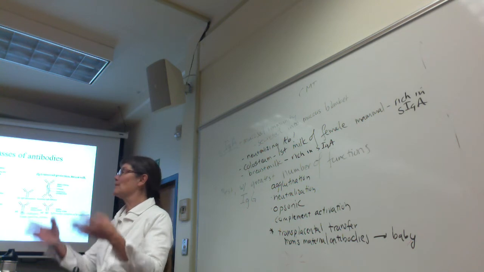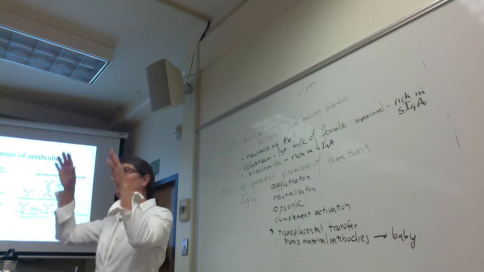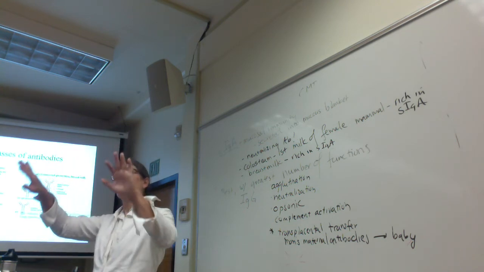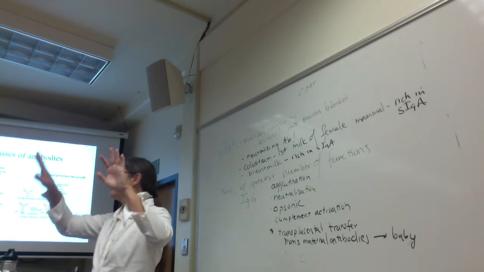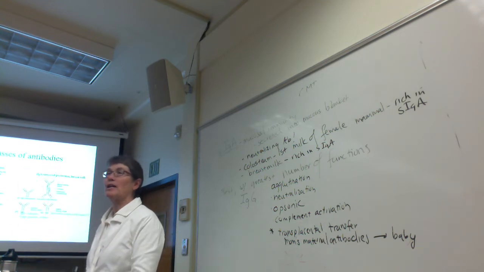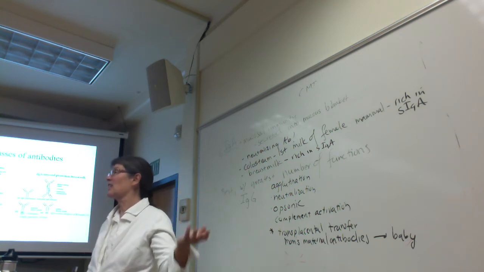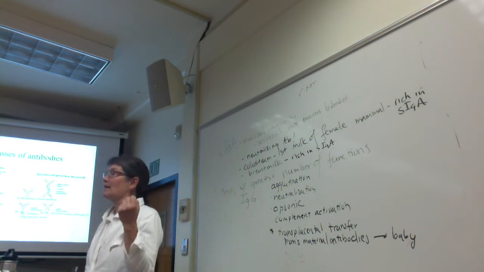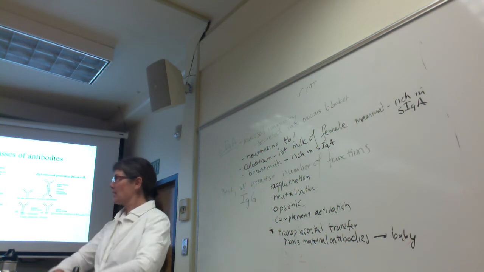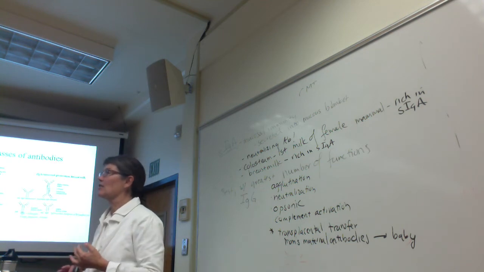So as long as the baby is breastfeeding, you can imagine the surface of the intestinal tract is just coated in mom's protective secretory IgA, right? Isn't that awesome? There'll be other antibodies in the milk, like IgG, but I always think of that secretory IgA as helping provide protection to the intestinal tract of the baby.